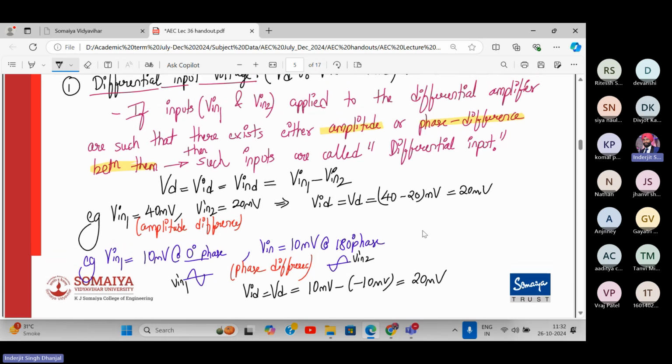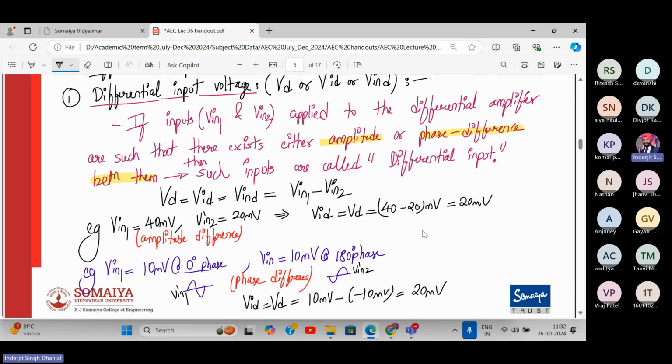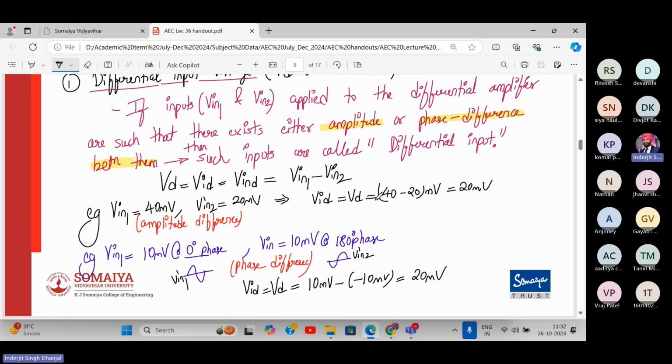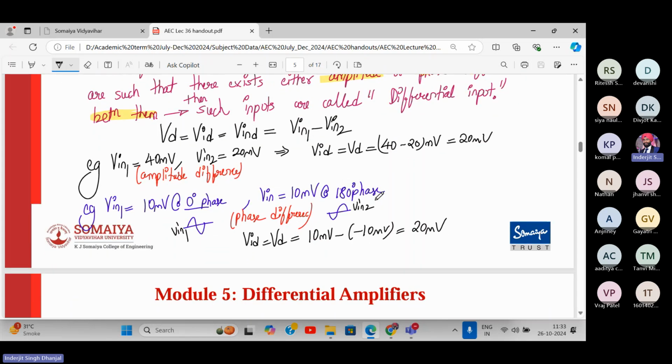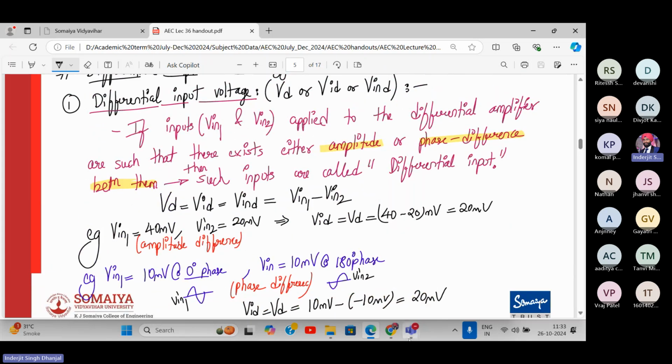So did you understand how you should categorize your differential input voltage? It is that signal which will have either an amplitude or a phase difference between them. Then only you can categorize it as a differential input signal or voltage. Understood this topic? Anyone having any doubt? No, sir. Okay, all right, great. So let's go for the second definition.